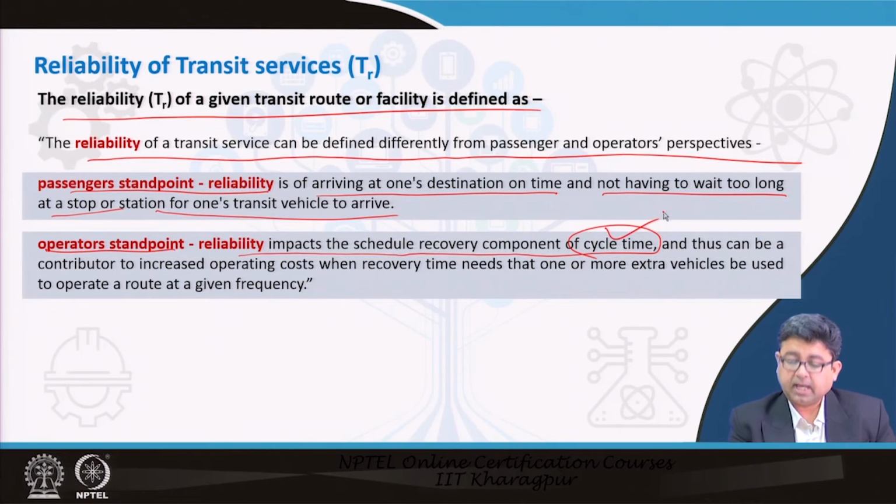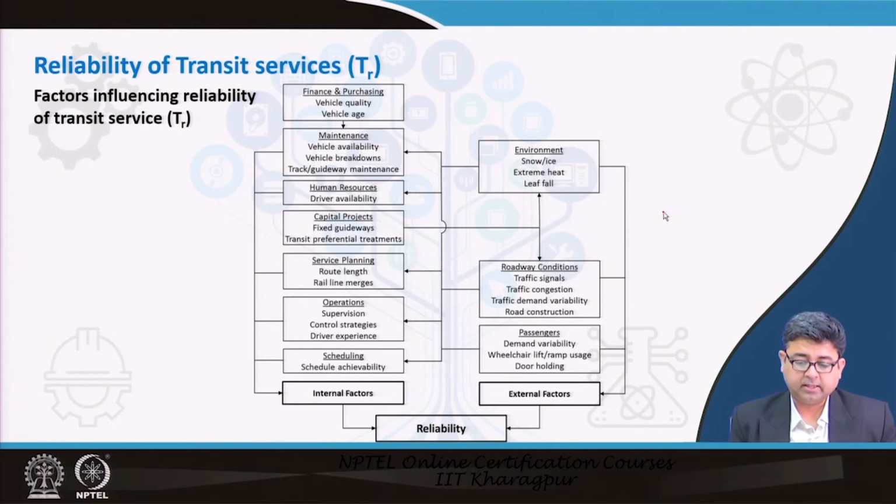So, there is a cycle time for the bus, and if it maintains that cycle time and stops at all of the bus stops at the scheduled time, that is what is called reliability from the point of view of the operator. Otherwise, what happens is the operator cannot run all the scheduled number of buses on that route, and then will incur a lot of revenue losses for the day.